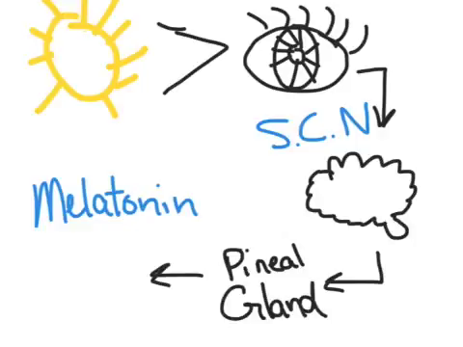On the other hand, if the eye recognizes that there is no light outside, then another signal is sent to the SCN, which notifies the body that it is dark. Then the SCN relays the message to the pineal gland, which triggers the release of melatonin, which helps you fall asleep.